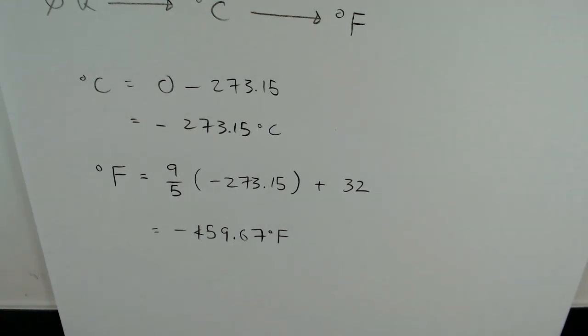Pretty cold. Go ahead. So for the equations, for Fahrenheit, you multiply the 9/5 by the degrees Celsius? Yes, and then you add the 32. For Celsius, if you're figuring out Celsius from Fahrenheit, you subtract first, and then you do the multiplication.